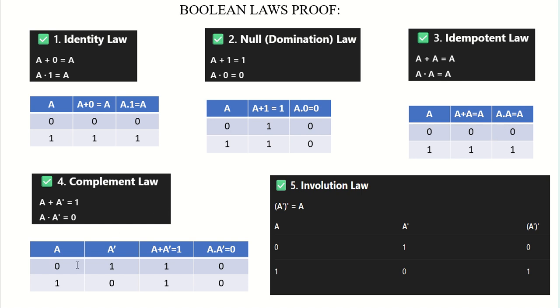Next is the complement law. Let's say the input is 0, A is 0, then the complement of 0 is 1. So if we add 0 plus 1, the final value will be 1. Next, if you multiply A and A complement, the final value will be 0, no matter what the input is. Next is the involution law. We are seeing A, then A bar, then A complement, the whole complement. So the final value will be equal to A.